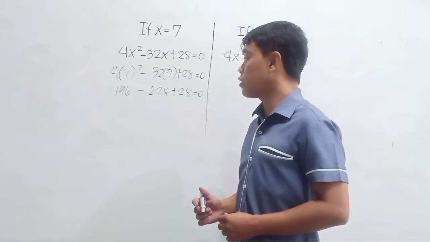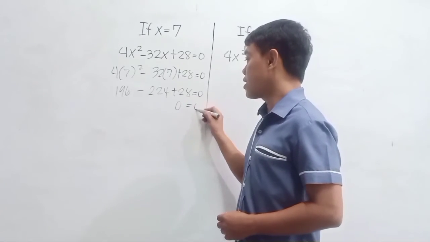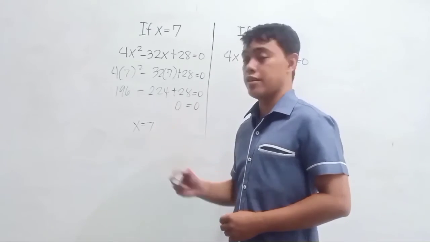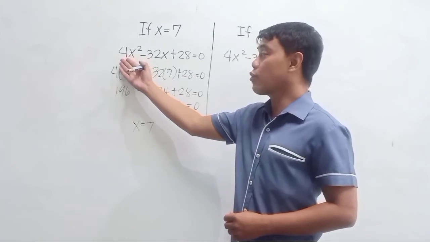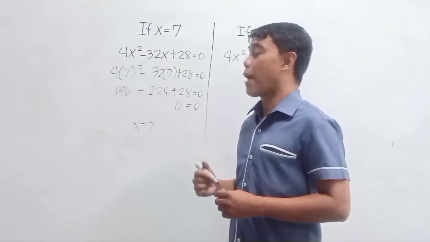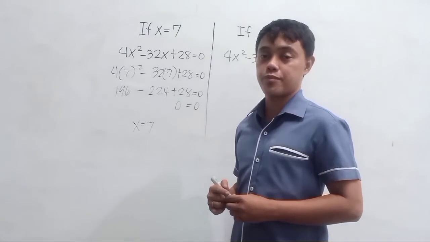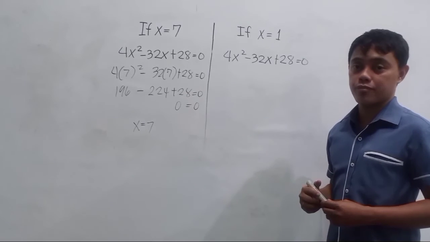196 minus 224 plus 28 is equal to 0. As we can see, x is equal to 7 is one of the solutions of the quadratic equation 4x squared minus 32x plus 28 is equal to 0. How about x is equal to 1?